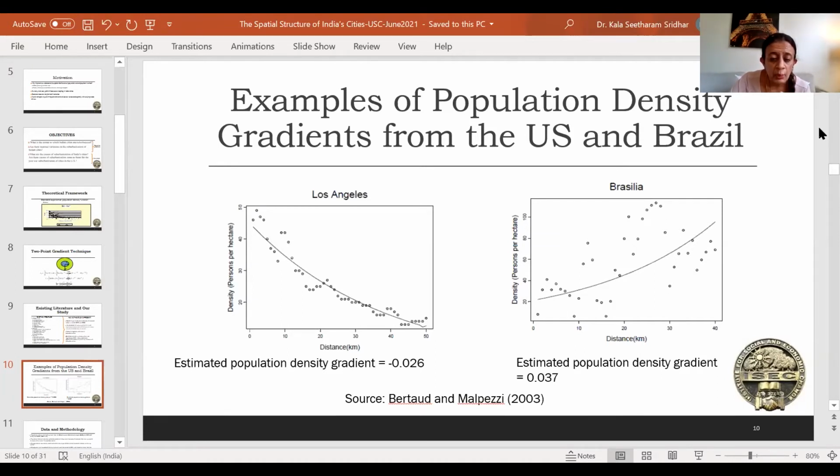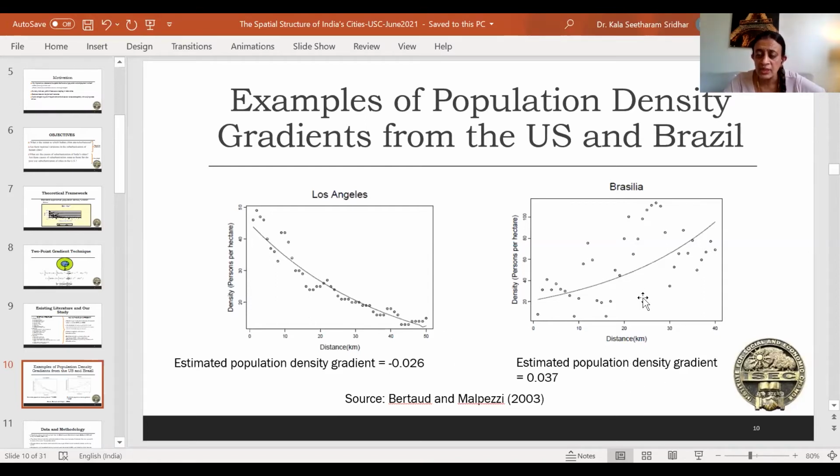Now, what I would like to show you is to give you some idea of the estimated population density functions from Bertaud and Malpezzi. This is the population density function for Los Angeles. It is a negative exponential function showing that population density declined very gradually as one moves away from the city center. The density gradient value is quite low, almost zero but not quite, minus 0.03, which means it's quite flat, so it's very, very slowly declining.